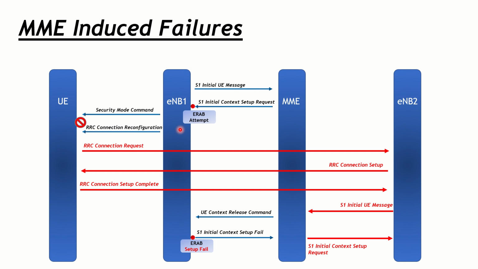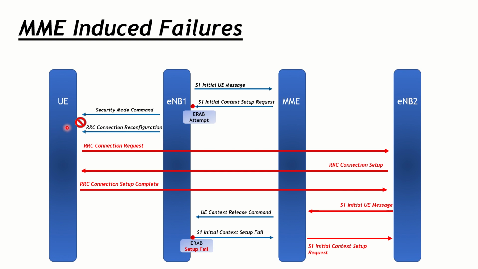Another aspect over here is that if the UE has decoded security mode command and RRC connection reconfiguration, and then it went into RLF, then it will try RRC reestablishment here. So in that case, it will be the scenario which happened in the previous slide, and it will be pegged under RAN initiated ERAB setup failure.